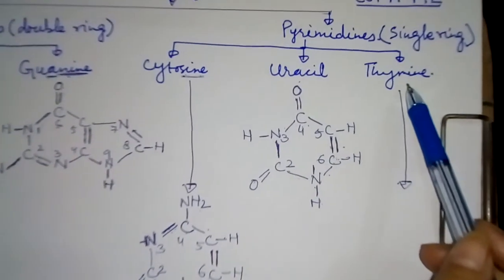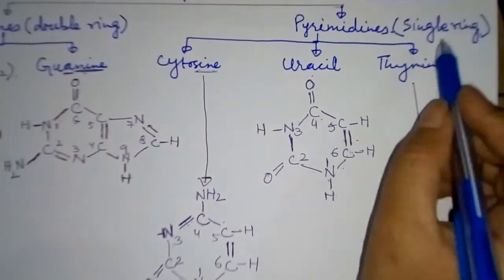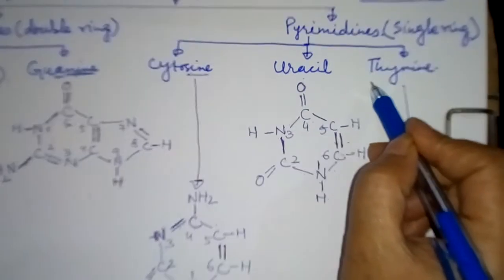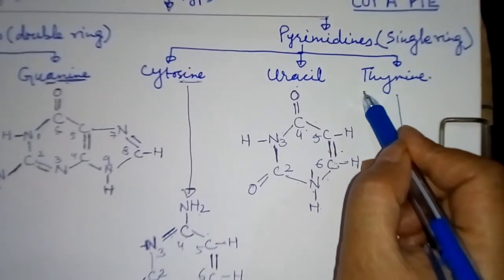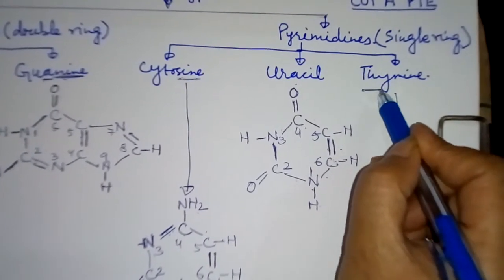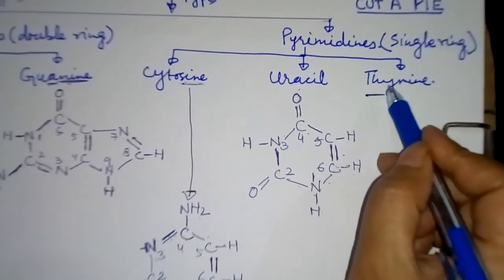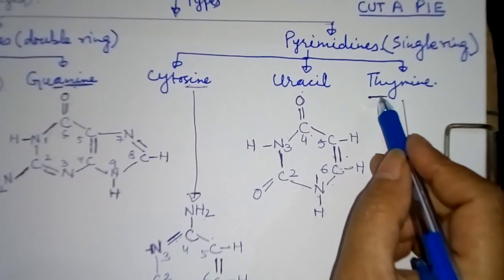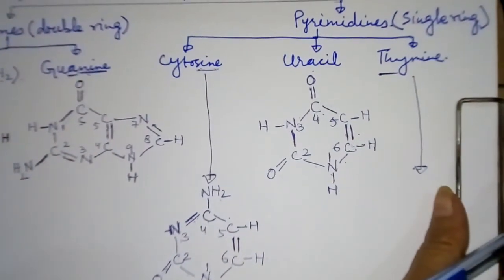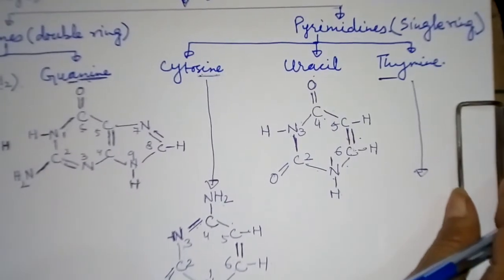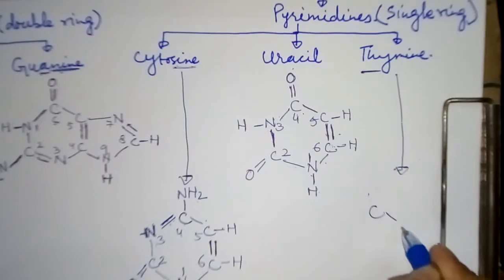Now the last structure is thymine. The thymine structure is almost similar to that of uracil, except it has an additional methyl group. You can see that the word thymine has THY, and methyl group also has inside it what? THY. So it will be having a methyl group with it. The rest of the structure is the same as that of uracil. So let me draw it.